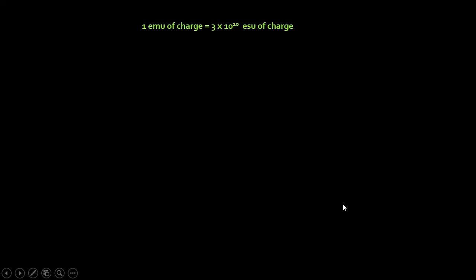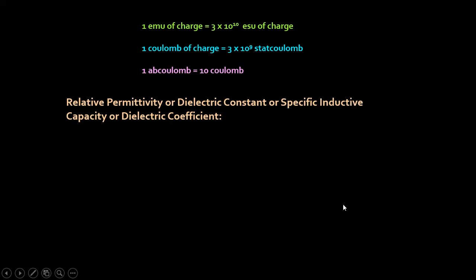After this, we discussed that one absolute coulomb equals 10 coulomb, and one coulomb of charge equals 3 into 10 to the power of 9 stat coulomb. So you should remember all this.